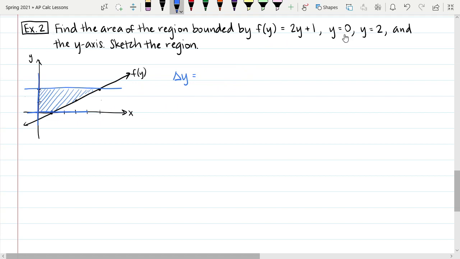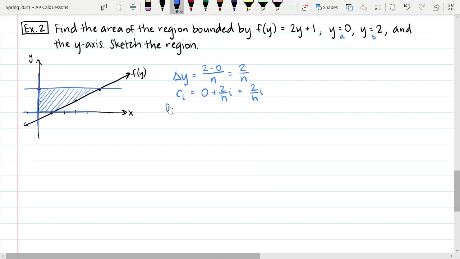And so that means in this case, y equals 0, that's my a. Y equals 2, that's my b. So delta y is going to be 2 minus 0 over n, which is 2 over n. Now c sub i, we find that exactly the same way. It's going to be a, which is 0, plus delta y times i, which is 2 over n times i. So we're just going to simplify that to 2 over n i.